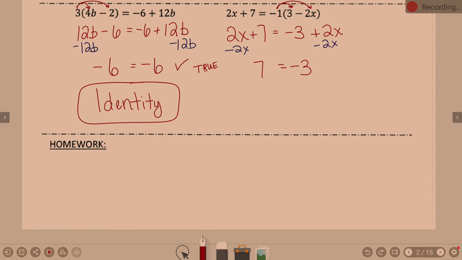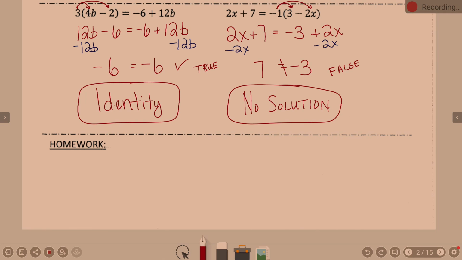It's identity. No, not the same thing. Why is this different? Your 7 doesn't equal -3. Does 7 equal -3? No. That is what I would call a false statement. That's not true. All my letters dropped out, but now it's not a true statement. So this one actually is no solution. There is no x value you could put in this to make it work. That equation has no solution.